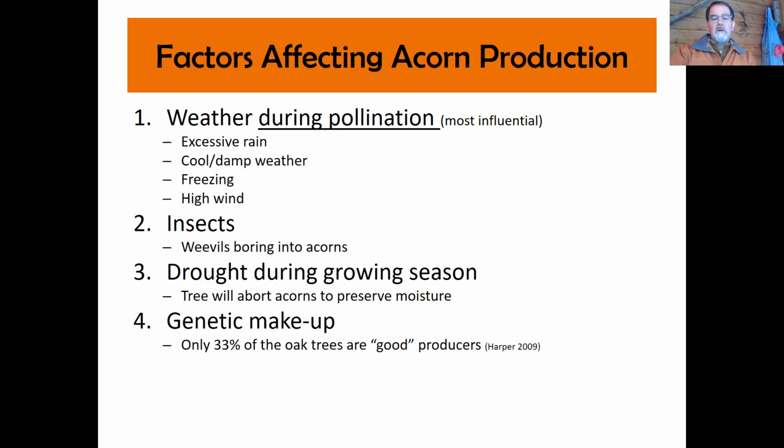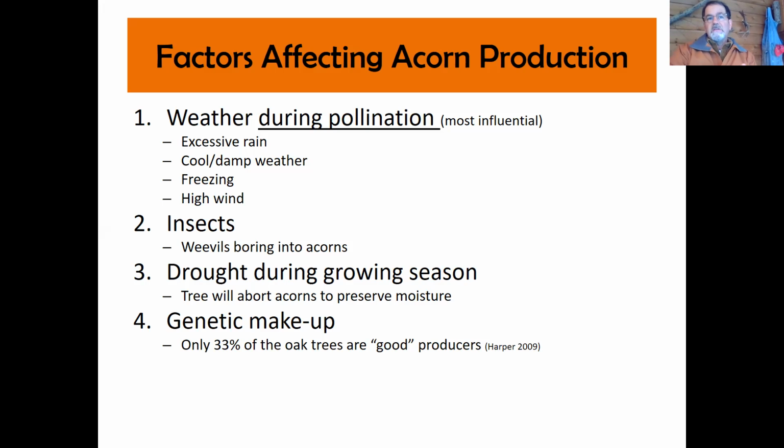Insects are very detrimental. Weevils will bore into the acorns throughout the growing season. Remember, acorns are full of a lot of energy. There's a lot of carbohydrates that are stored in the acorn, so everything wants to eat them. And the weevils work on them before they fall, before they drop in the autumn season. And you'll notice a small boring hole into the acorns.